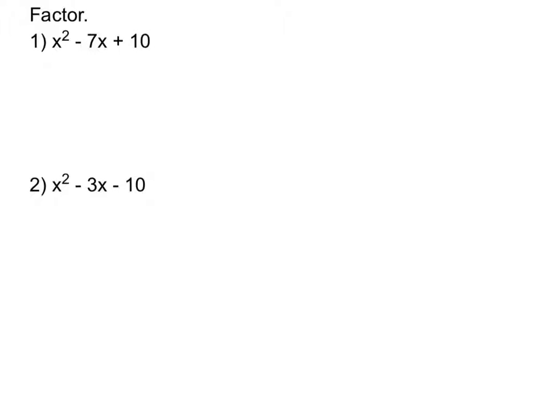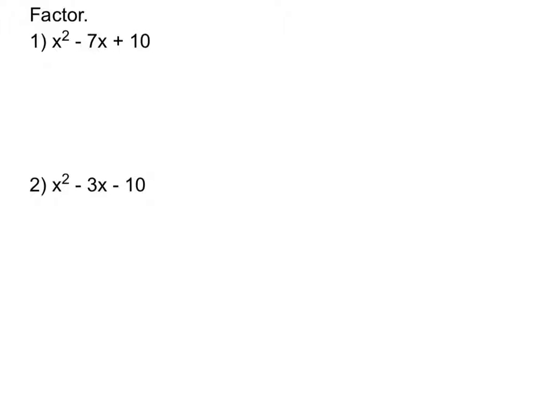Hello. Today we're going to be talking about factoring trinomials. And so what we're going to do is use the grouping method we talked about last time in order to keep doing this. So let's take a look at my first example. I have x squared minus 7x plus 10.